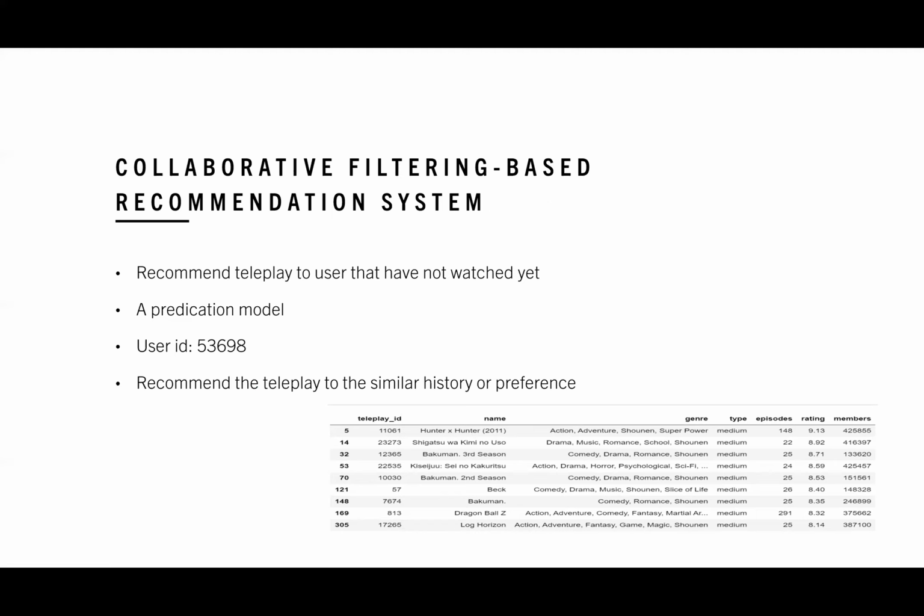We use the example of user ID 53698, and the right-hand side shows the result of the movies we need to recommend to this user, because there are similar features on those pages.